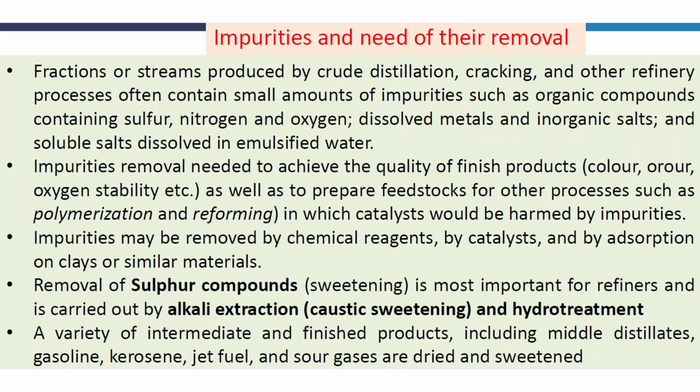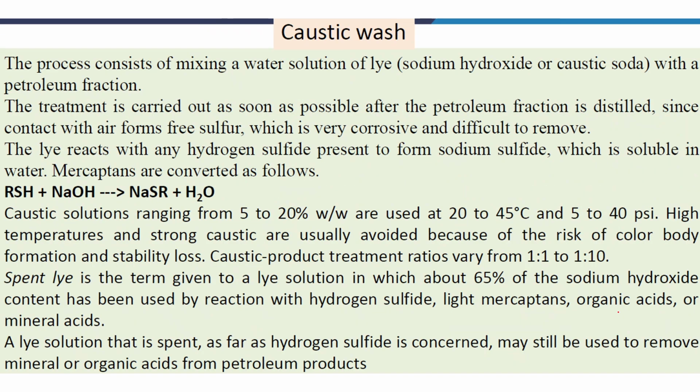It is basically done in two ways. The first one is alkali extraction, that is caustic sweetening, and also hydrotreatment can be done. So let us come to the various caustic sweetening procedures. The first one is caustic wash. In this procedure, simply what we take is a caustic solution, basically a sodium hydroxide solution, called caustic lye, and we wash our crude oil with this caustic solution.